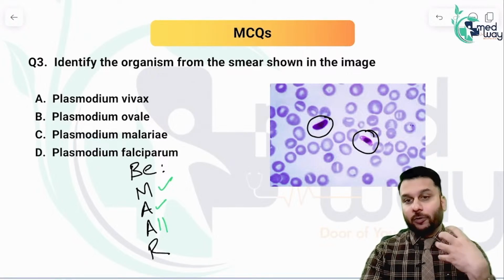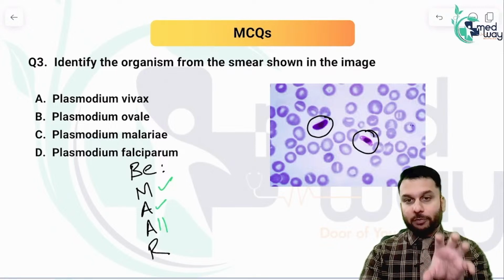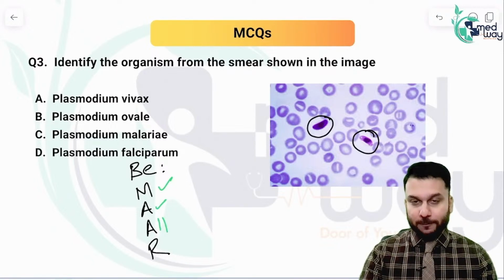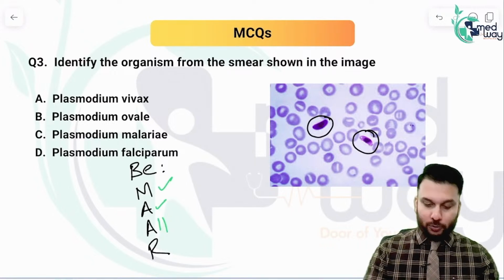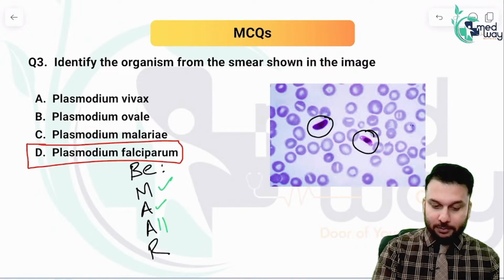Obviously I can't go into each and every detail right now. This is just a mnemonic by which you're supposed to remember all the features of this. So this was one question when it comes to this. What is the correct answer? Definitely this has to be falciparum.